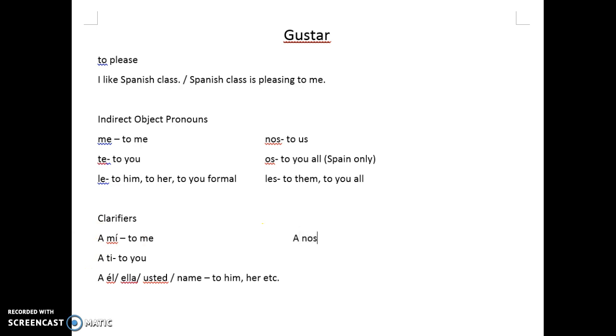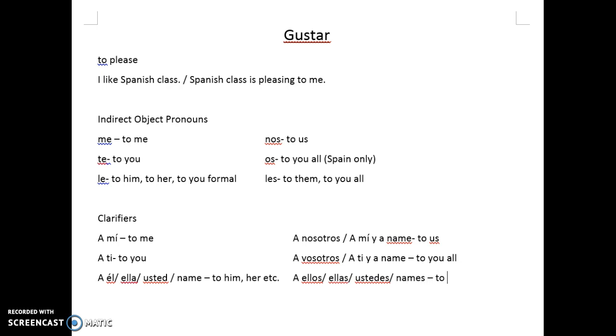When we go to nosotros, it'll be either a nosotros or a mí y a with someone's name. So that's to us. We're never going to use yo with gustar. It always has to be a mí and me. Here we have a vosotros or a ti y a with a name. That's to you all. And then in the third person plural, we have a ellos, a ellas, a ustedes, or a with names. That's to them or you all, etc.